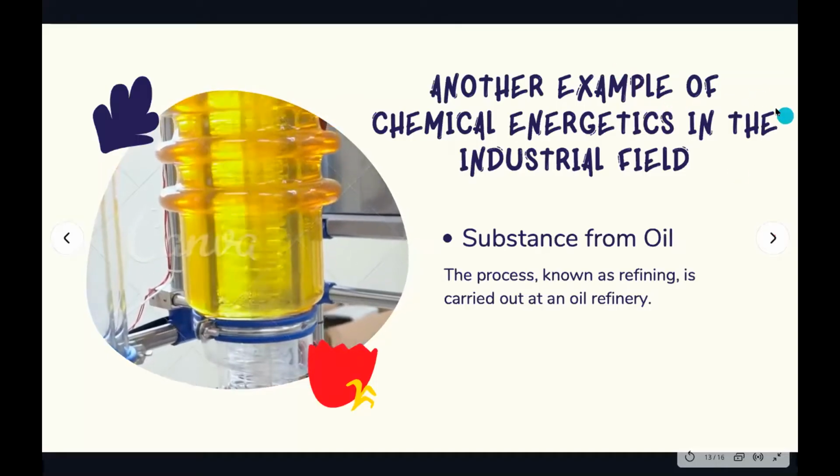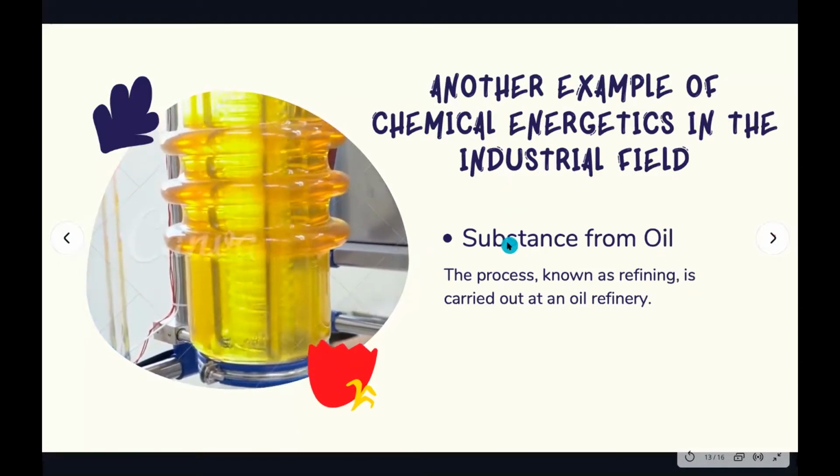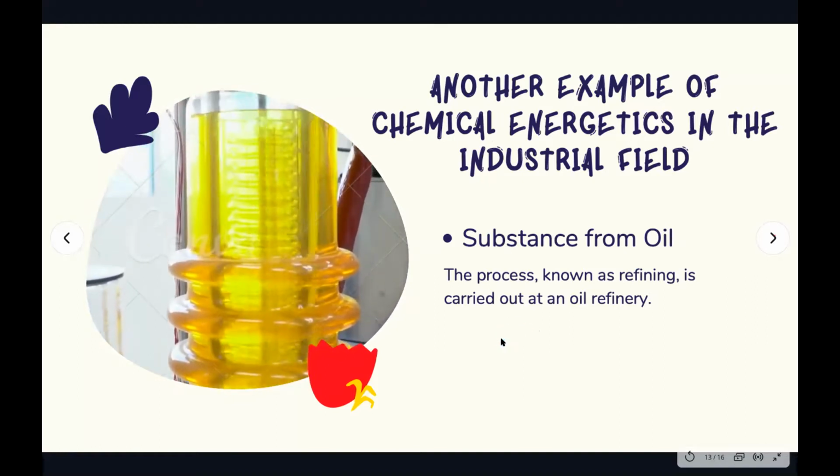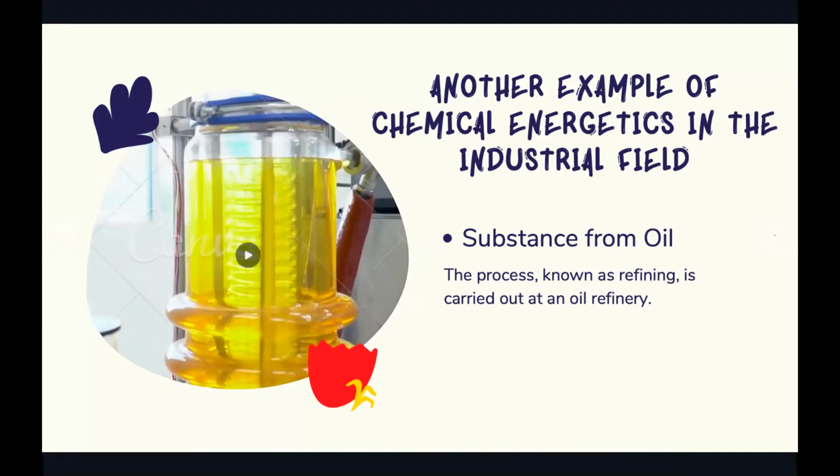Another example of chemical energetics in the industrial field, first, we have substances from oil. Refining is the process carried out at an oil refinery. Refining involves separating crude oil into various batches or fractions. Chemists use a technique called fractional distillation to separate the different fractions. Each fraction is obtained by collecting hydrocarbon molecules which have a boiling point in a given range of temperature. So they separate the oil by the boiling point of each substance. The key is boiling. Boiling is an example of an endothermic reaction. So substances from oil are obtained from an endothermic reaction.